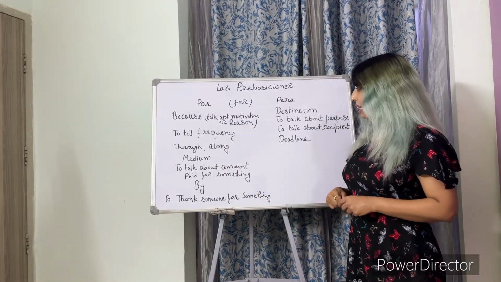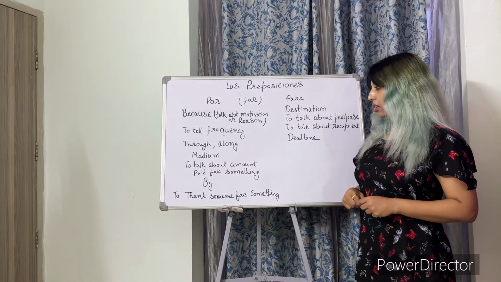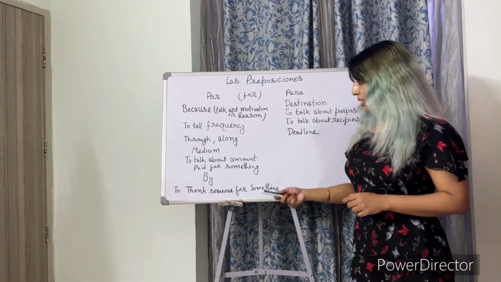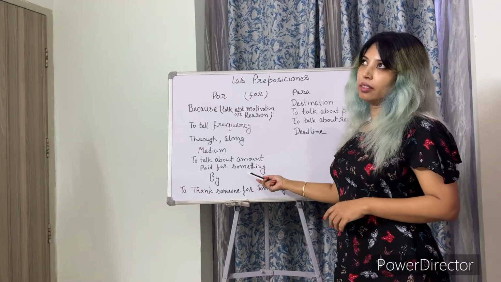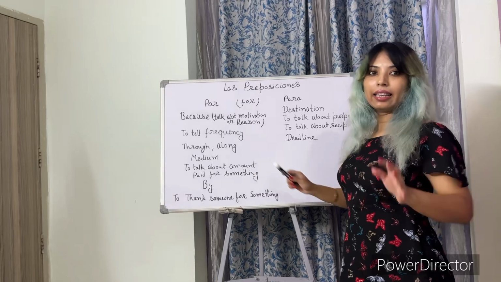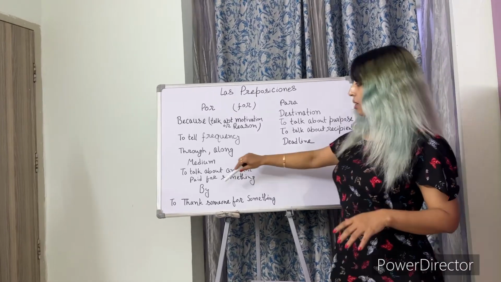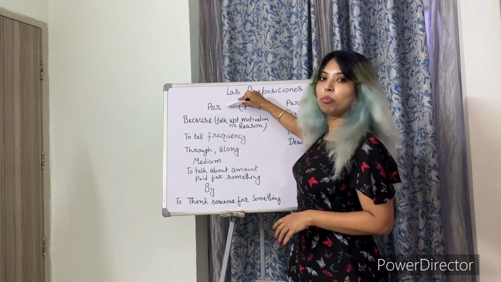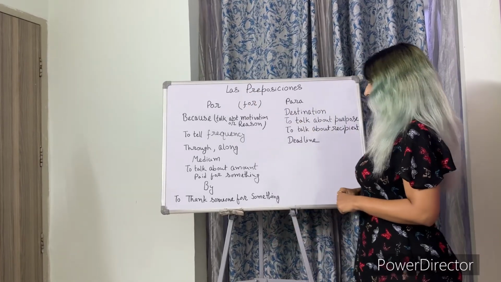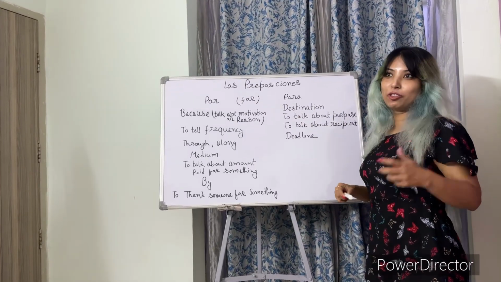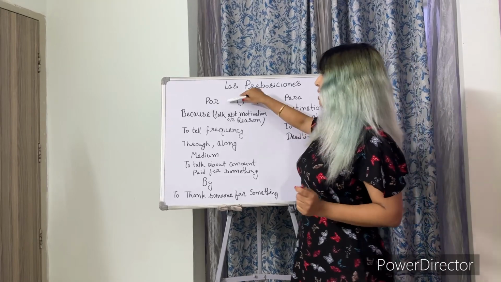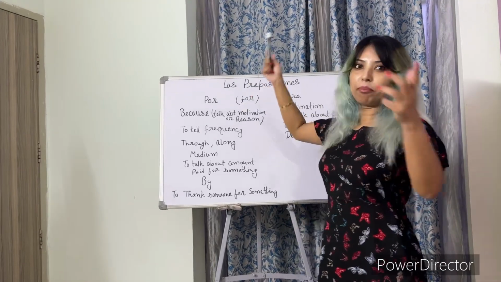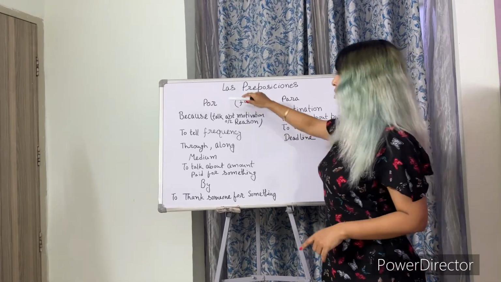Or "este libro es escrito por Jane Austen." Like any writer's name if you want to mention. For that "by," you are supposed to use this preposition "por." Like for example, when you say "for example," then also you will say "por ejemplo." In that situation also you will use "por."